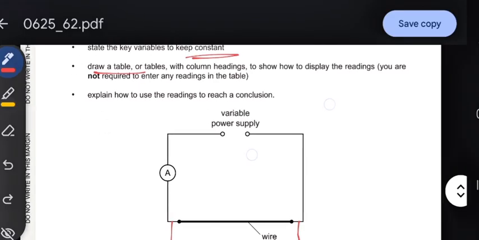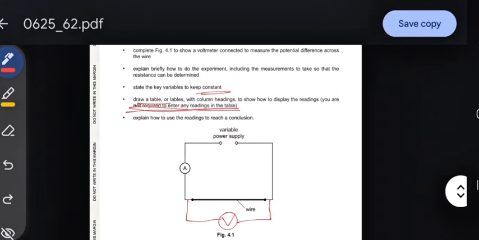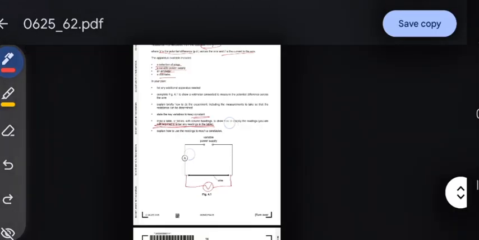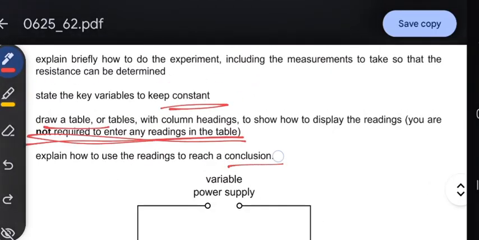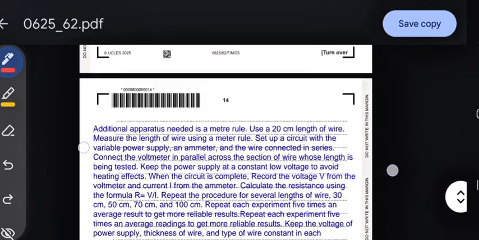Draw a table with column headings to show readings. You're not required to enter the readings. Please remember this most of the time. Actually, always, you don't want the readings. Explain how to use the readings to reach a conclusion. For this conclusion, you always do a graph. You plot a graph and you tell the axis which you're going to take to plot the graph.